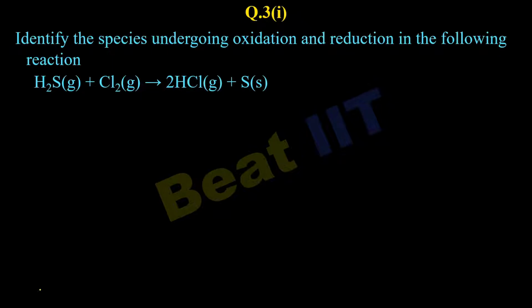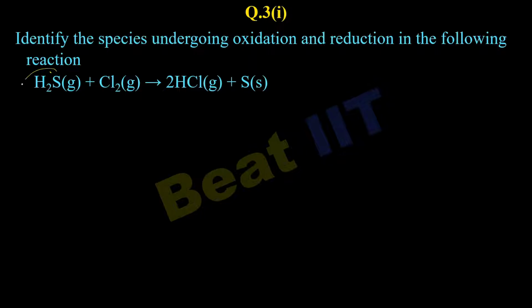Identify the species undergoing oxidation and reduction in the following reaction. There are two ways you can find the answer here. The first one is on the basis of definition of oxidation and reduction. That is, if it is addition of electronegative element or more electronegative element, it is oxidation. Or if it is addition of electropositive element, it is reduction.